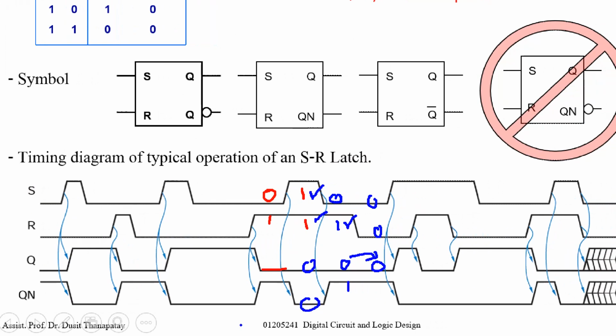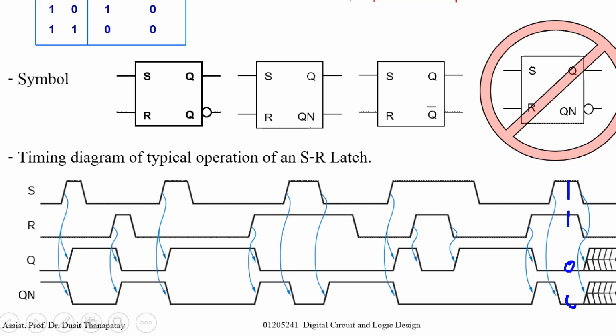And when S is 1 at here, it's set, right? R is 0. Make Q to be 1 at here. And 1, 1 at here. Again, force Qn to be 0, 0 at here. And 1, 0 at here. Set, right? Actively make Q to be 1. And Qn opposite to Q. And 0, 0 at here. Nothing changed. The previous value is 1, so now it's 1 also. And 0, 1, reset. Okay, Q is 0. And 1, 1 at here. What happened?